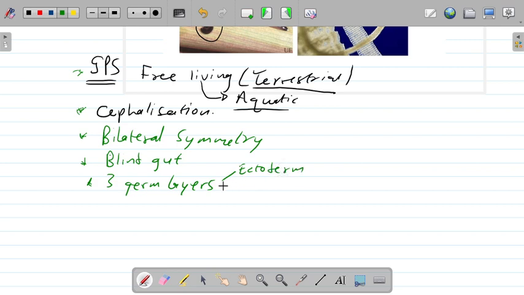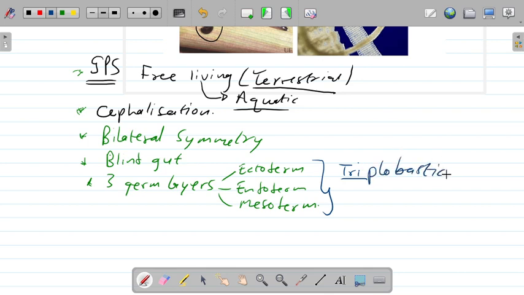Ectoderm, endoderm, and mesoderm. So that is their germ layers. These organisms are known as triploblastic, meaning three germ layers. If they have three germ layers, they do not have a coelom though. That is the downside to them. Although triploblastic, they do not have a coelom, so they are acoelomate.